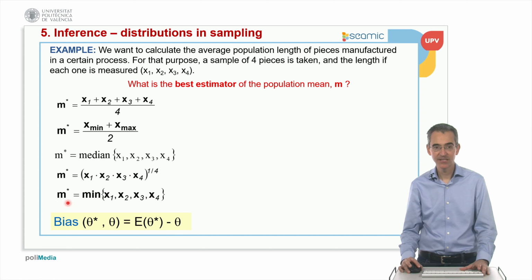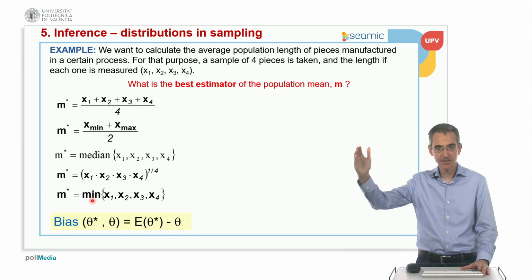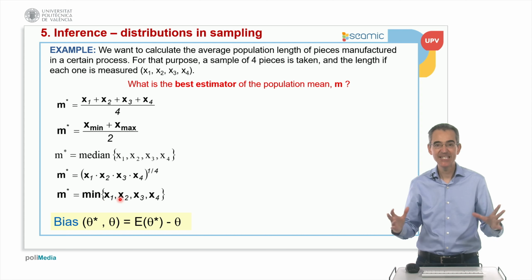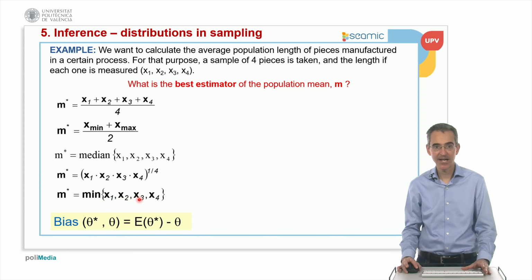So imagine that we apply this. We have 4 values, and then we just compute the minimum. And imagine that we repeat this operation in one sample, in another sample, in different samples. I think it is quite clear that we have a deviation. If we have 4 values and I just take the minimum, then on average I will have a deviation with respect to the real value that we want to estimate. That deviation is called the bias.